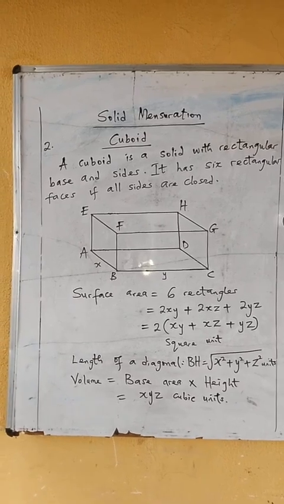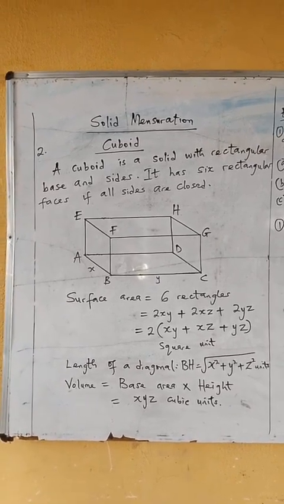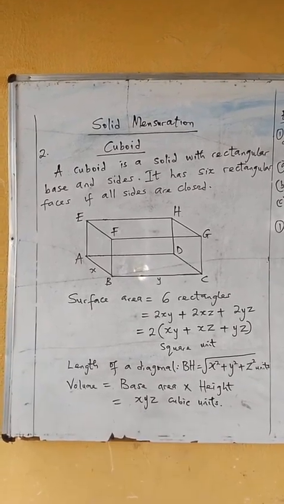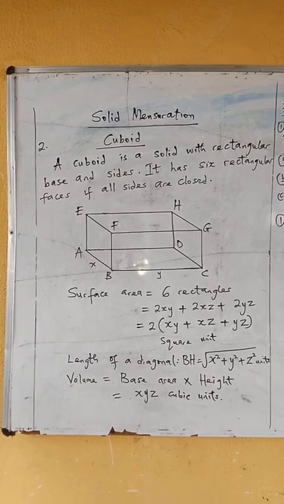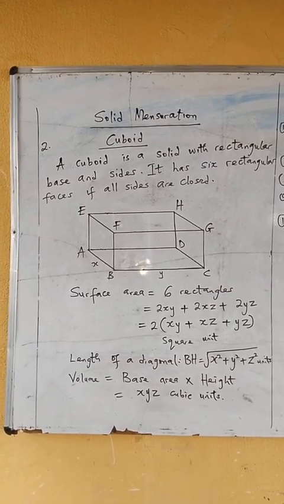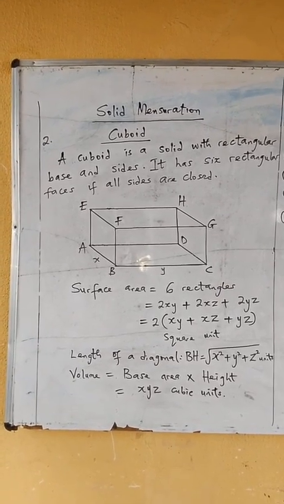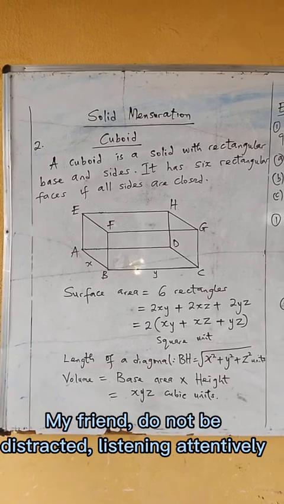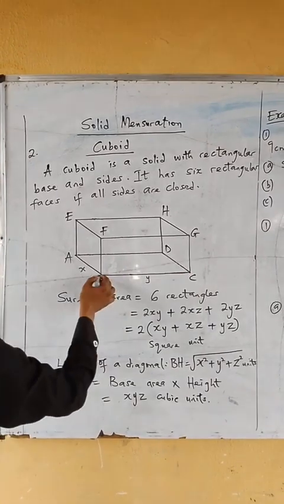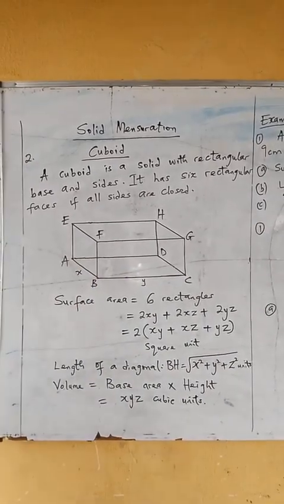What is a cuboid? A cuboid is a solid with rectangular base and sides. And what are the properties of a cuboid? It has 6 rectangular faces if all sides are closed. So you see, this number 1, 2, 3, 4, 5, 6.